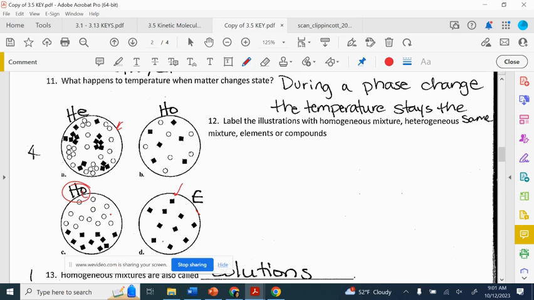Homogeneous substances tend to have the same particle sizes, and they're very small. All right, what else? What other issues did you find?